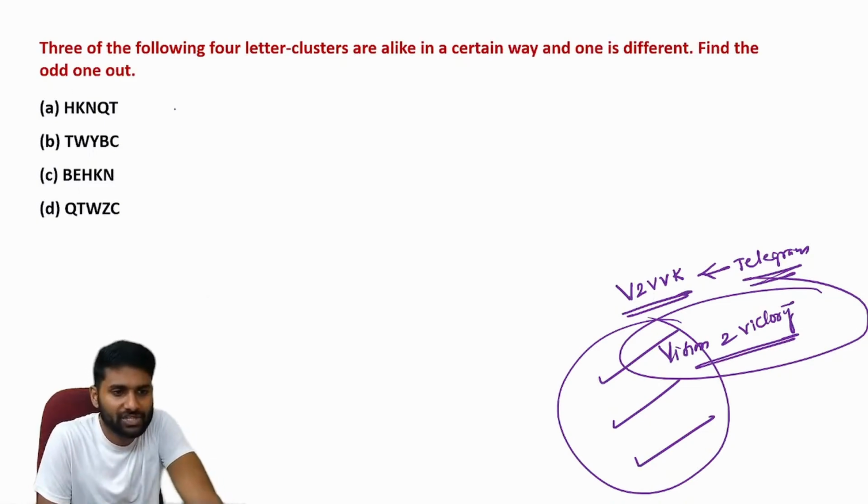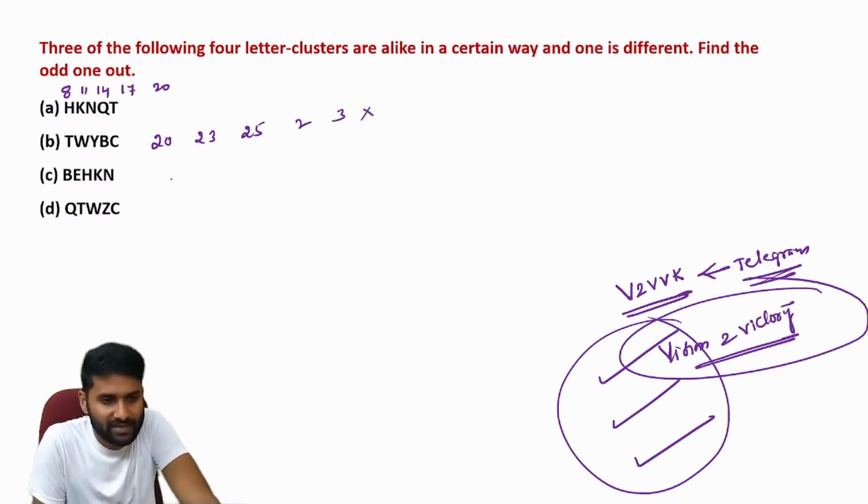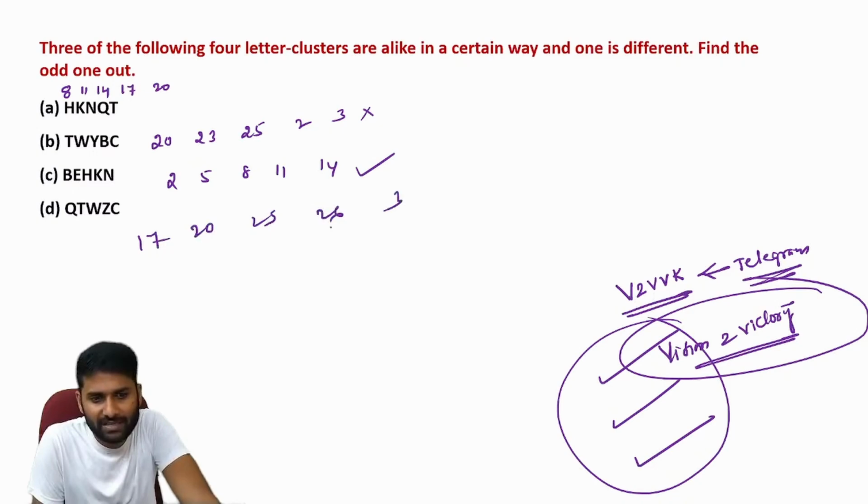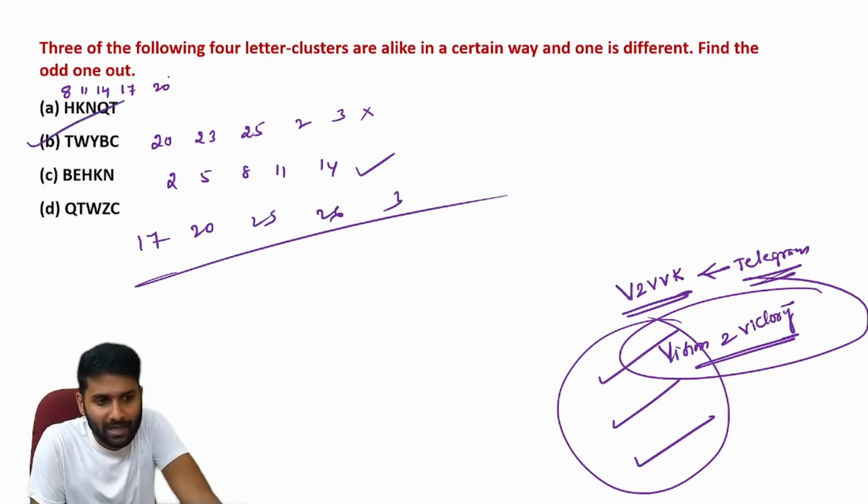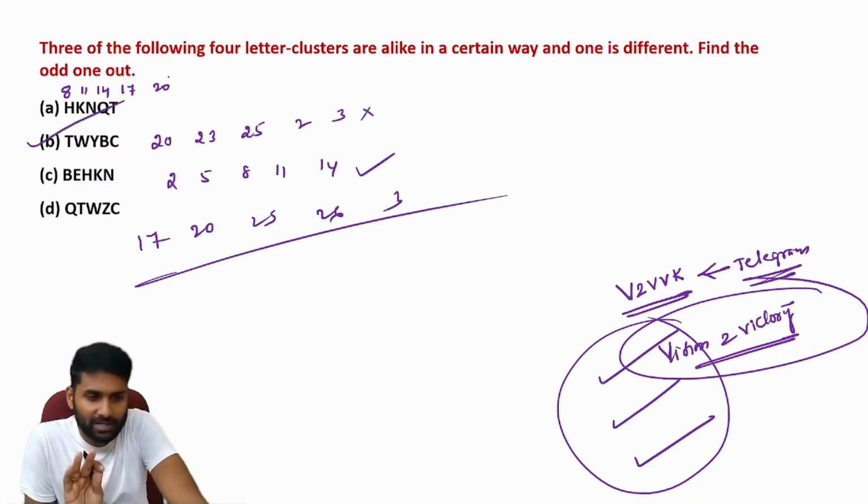Now see, H is the 8th letter, K the 11th letter, N the 14th letter, Q 17, T 20. So again it's a difference of 3 units. 20, 23. So Y 25, B 2, C 3. It does not follow the same sequence. To verify the second one: 5, 8, 11, 14. Yes, it's a difference of 3 units between any two letters. 17, 20, 23, 26, again 3. So except B, the difference from letter to letter is exactly 3. That's why B is the odd one.